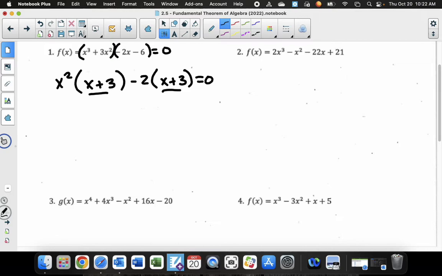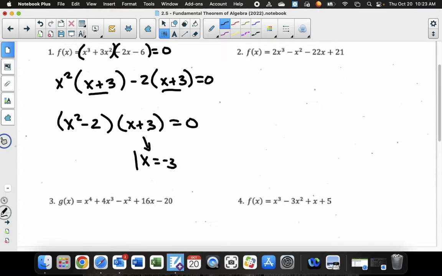Okay? So now we split this into factors, just like we did on 75. The stuff you factored out is your first factor, and the stuff in the parentheses is your second factor. And now we go to the zero product property to finish this off. Answer number 1, we get x equals negative 3. Answer number 2, if I set this equal to 0, add the 2 over, take the square root, we end up with plus or minus the square root of 2.